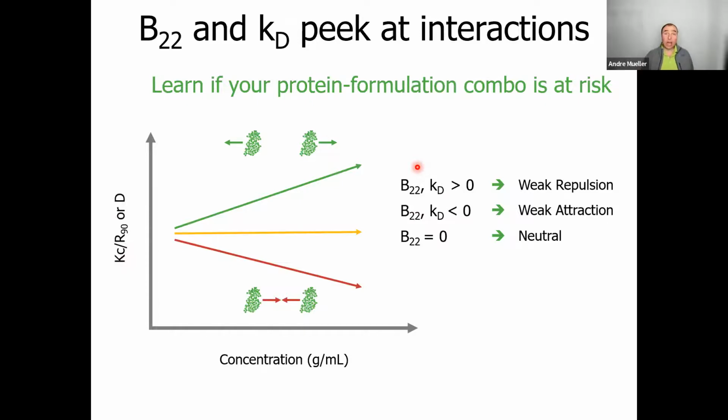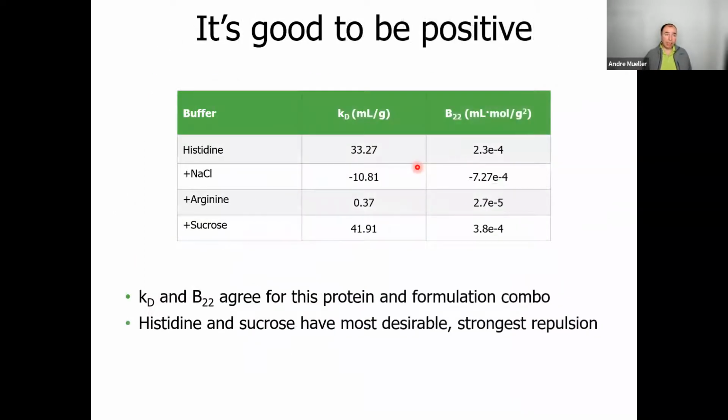Now, let's take a look at our 4 formulation conditions from earlier. And we can tell that histidine and sucrose, which prevented aggregation in the isothermal experiment and also in the temperature ramp, have quite positive KD values.